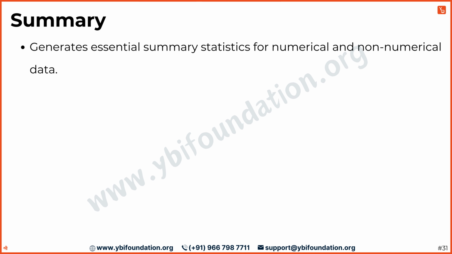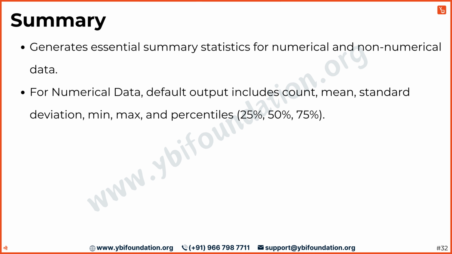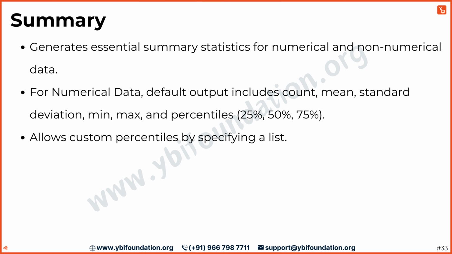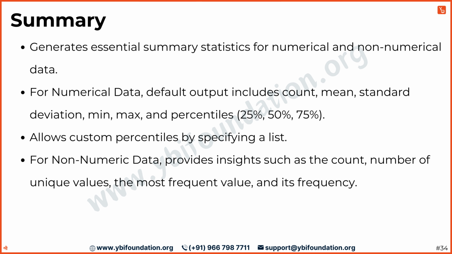Let's summarize. df.describe method generates essential summary statistics for both numerical and non-numerical data. For numerical data, default output includes count, mean, standard deviation, min, max, and percentiles. Describe method allows custom percentiles by specifying a list. For non-numeric data, provides insights such as count, number of unique values, the most frequent value, and its frequency.